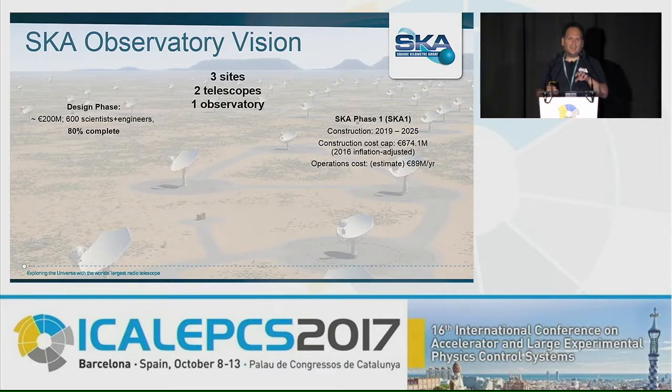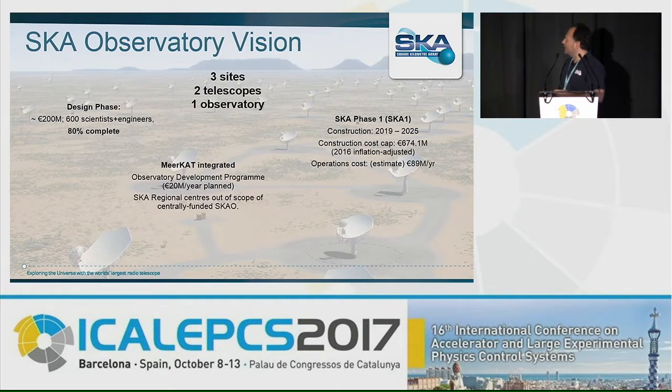Designing is what we call the SKA's phase one, which is around 10% of the SKA vision. We have a construction cap of 670 million in 2016 money, and we have an estimate for operations of around 80 million. We're going to have in the mid-telescope MeerKAT integrated, which is the South African telescope with 64 antennas. And we will have a development program which will be costed around 20 million per year so that we can keep improving them. And the regional centers where people will be able to deal with the SKA data are outside of this budget.